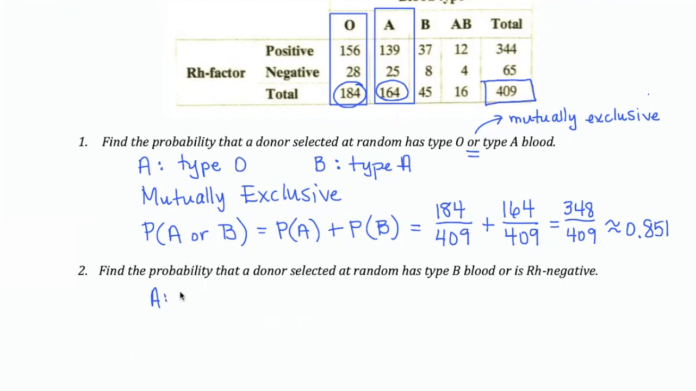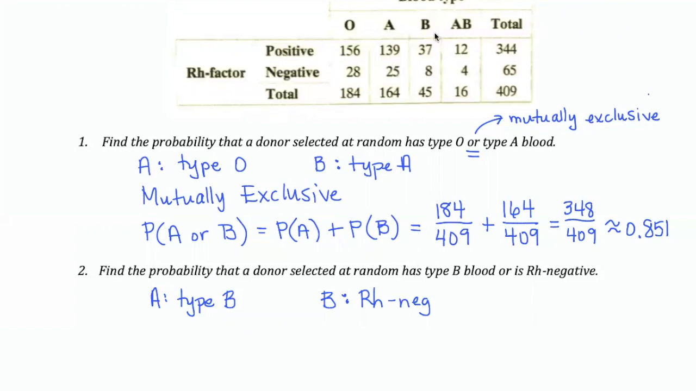Find the probability that a donor selected at random has type B blood or is Rh negative. So my event A will be having type B blood, which again, I guess is a little bit confusing. But as long as you have things labeled, you should be okay. And event B is going to be being Rh negative. Are there people who were type B and Rh negative? Yes, there were. There's 8 of them. So these are not mutually exclusive events. If they're not mutually exclusive, we're going to end up double counting these 8 individuals. So we're going to need to do that subtraction at the end.